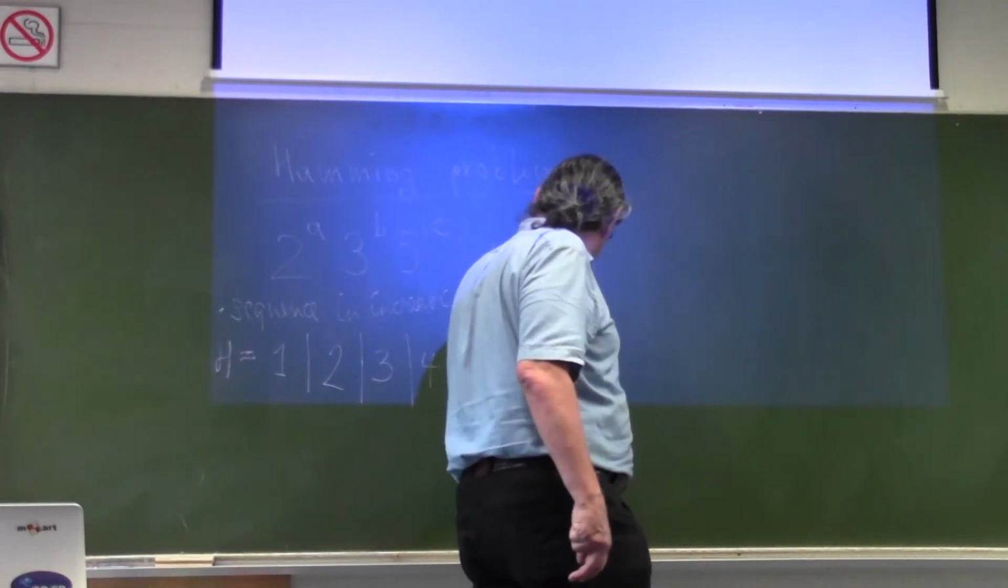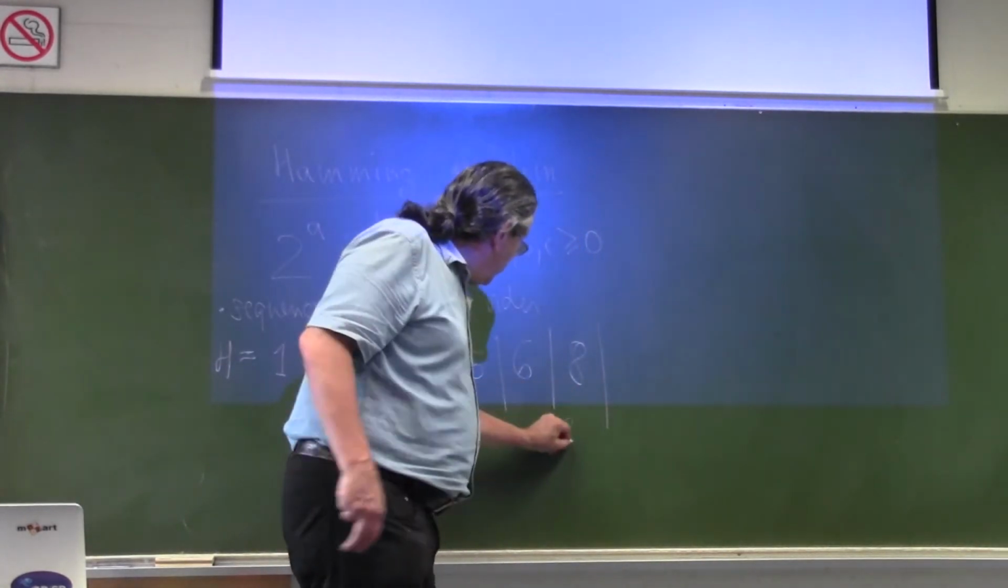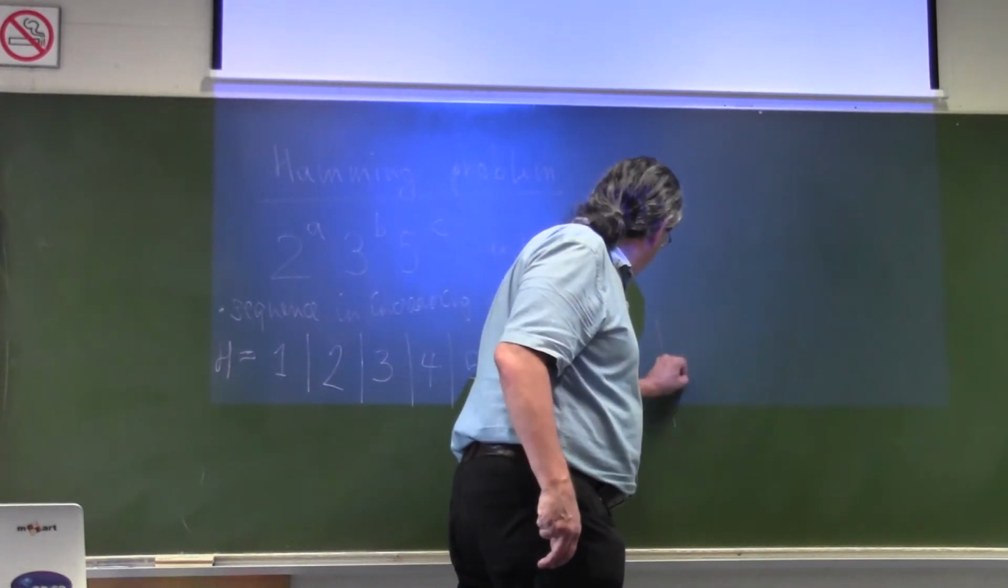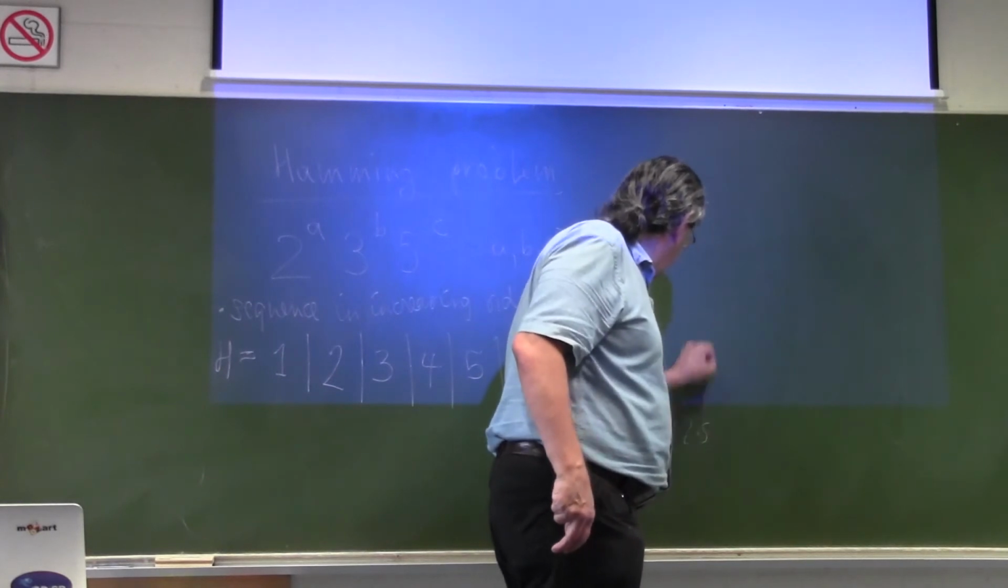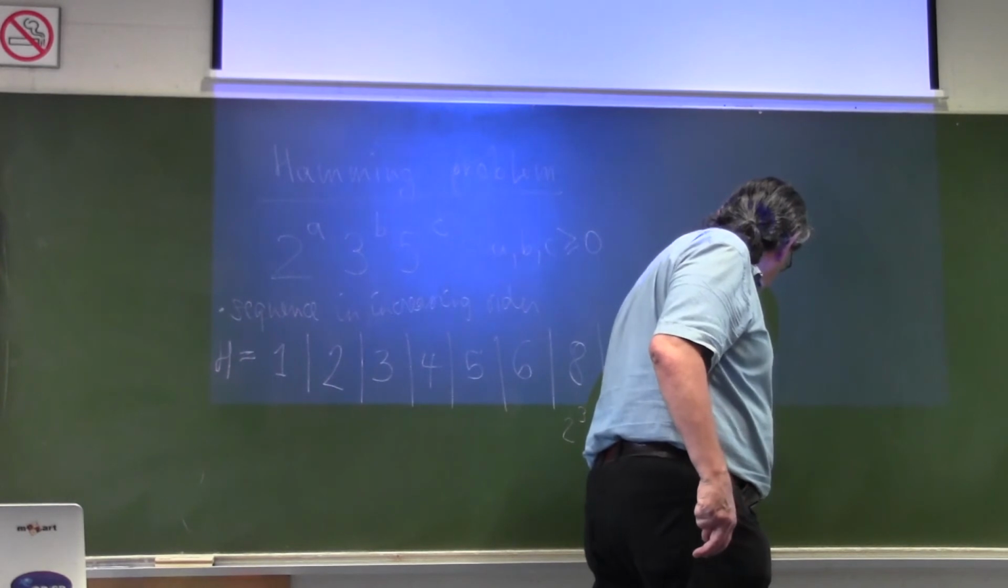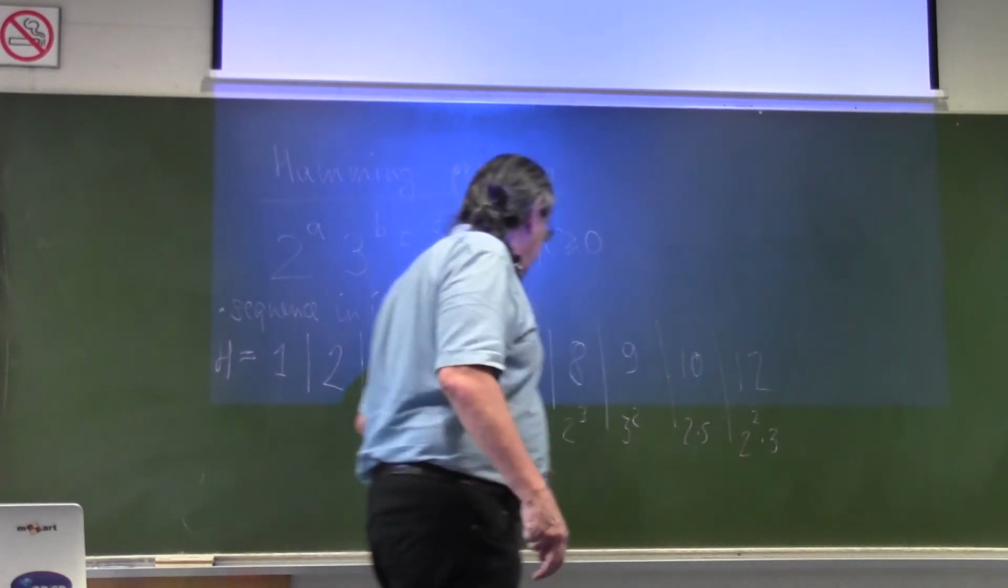Okay, so the 7 is skipped. This is 2 to the third, and then we have 9, which is 3 squared. And then we have 10, which is 2 times 5. The 11 is skipped. We have 12, which is 2 squared times 3, and so on.